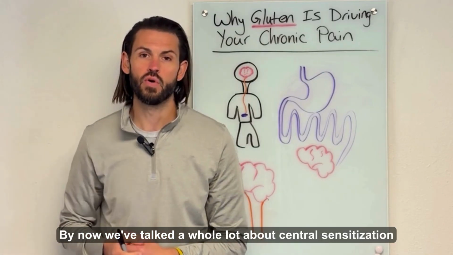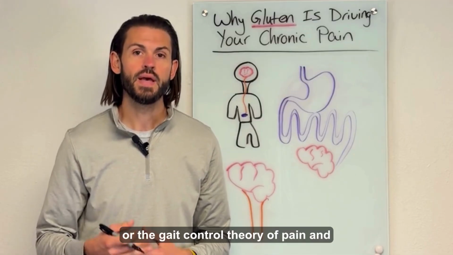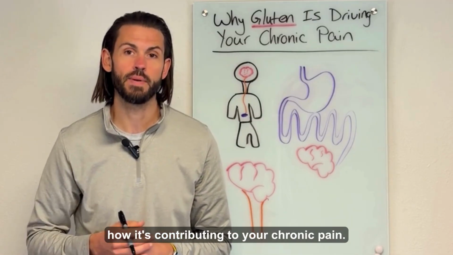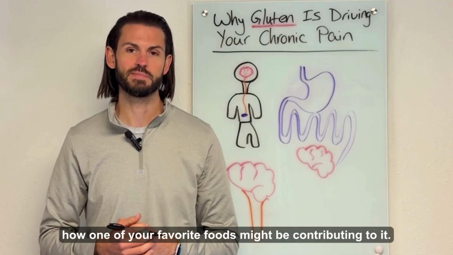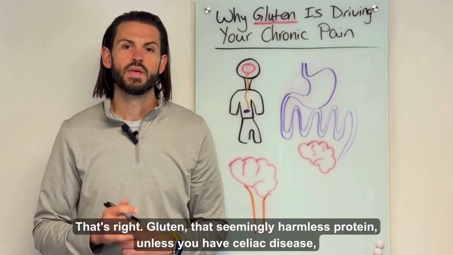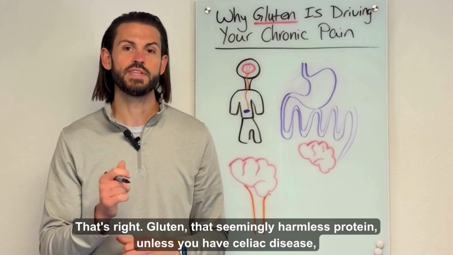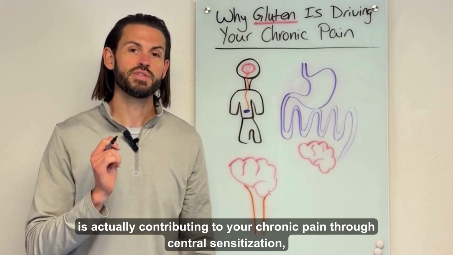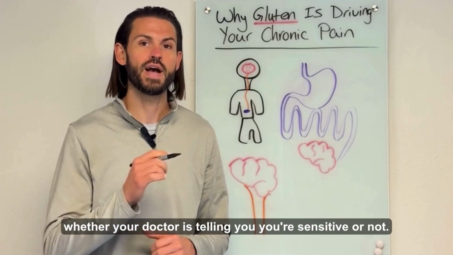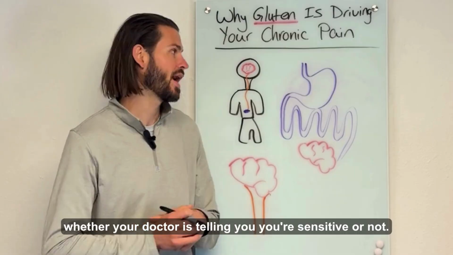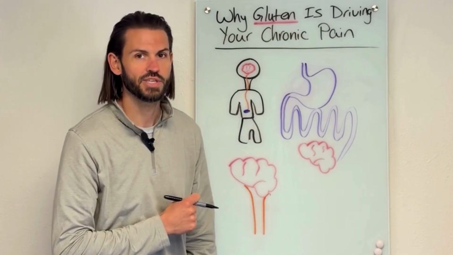By now, we've talked a whole lot about central sensitization or the gate control theory of pain and how it's contributing to your chronic pain. But what we haven't talked about yet is how one of your favorite foods might be contributing to it. That's right, gluten, that seemingly harmless protein, unless you have celiac disease, is actually contributing to your chronic pain through central sensitization, whether your doctor is telling you you're sensitive or not. And that is because of the gut brain connection.